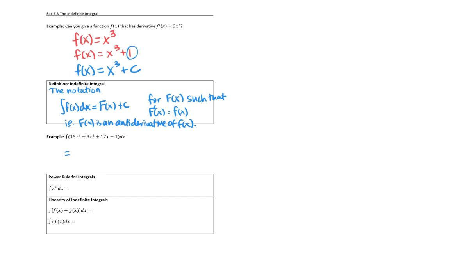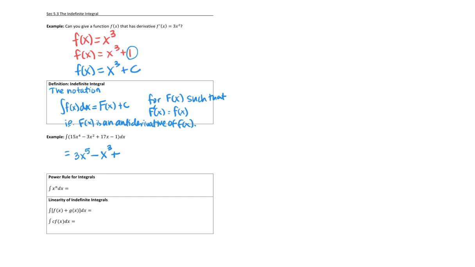So here, to be able to evaluate this indefinite integral, I need to find a function that has derivative equal to 15x to the fourth minus 3x squared plus 17x minus 1. Okay, so to start, I know that if I had the function 3x to the fifth, when I took the derivative of it, I'd get 15x to the fourth. Minus, and this one is going to end up being x cubed. And so you may have to spend a little bit of time thinking about why this is the case.